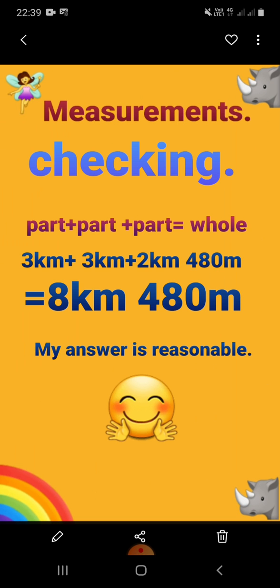So children, this is the exact total distance that is given in the question. So my answer is reasonable.